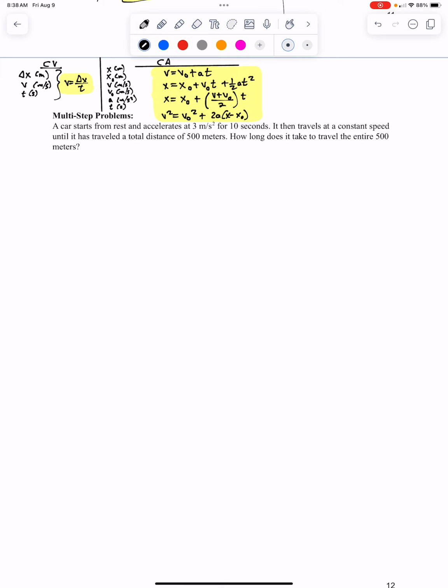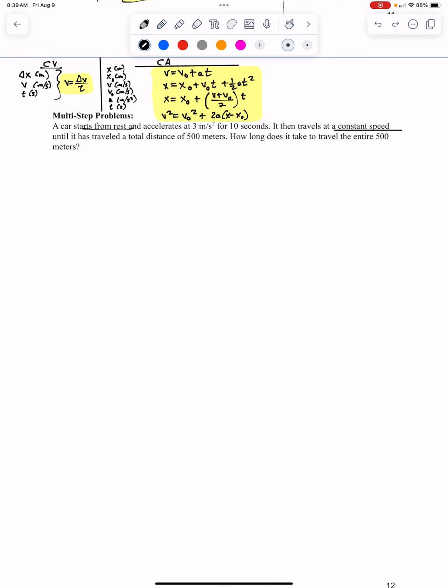So the first time we read any question, it's for concept. This actually has 2 concepts in it. Well, a car starting from rest is a constant acceleration problem. But then it's also mentioning that it's going at a constant speed. That's a constant velocity problem. So it's a little bit of both, and since there's 2 types of motion in the problem, this is, as the title would suggest, a multi-step problem. So we read for concept first.